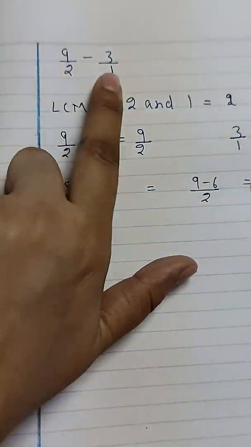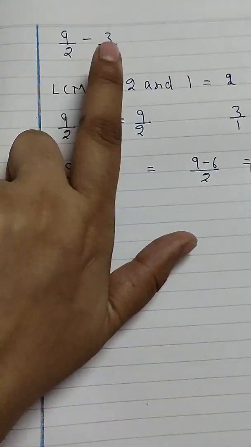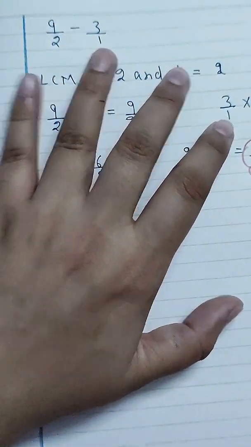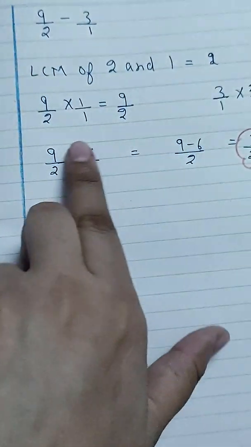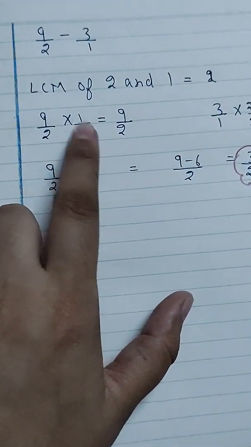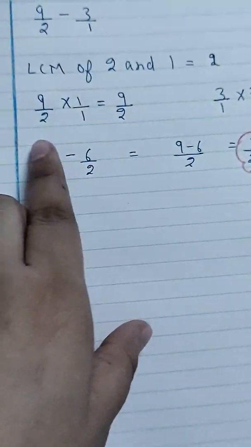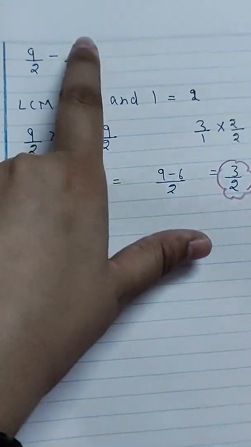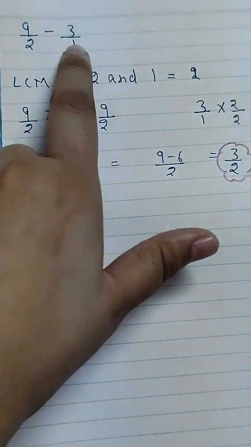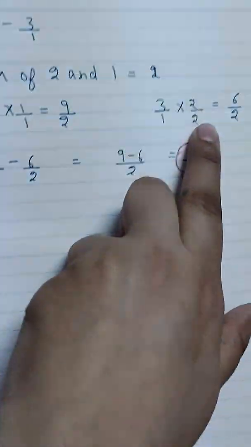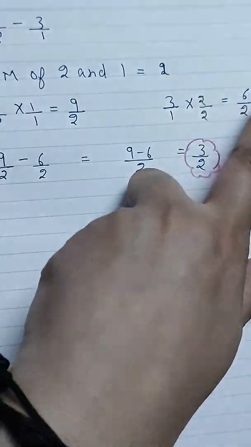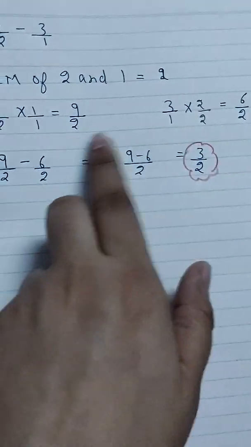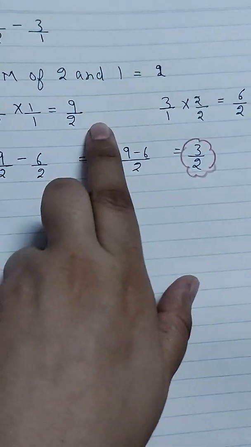So what will be the LCM of 2 and 1? Obviously it will be 2. Okay, because 1 is neither a prime number nor a composite number, so obviously the second number will be the LCM. Okay, so now 9 by 2 we will not change because the LCM is already 2. So 9 by 2 multiplied by 1 upon 1 will be 9 by 2, and 3 we have to change because it has 1 as the denominator. So we will multiply it with 2. So 1 times 2 is 2 and 3 times 2 is 6. Okay, we are doing this because we have to make these like fractions. So now we have got 9 by 2 and 6 by 2.